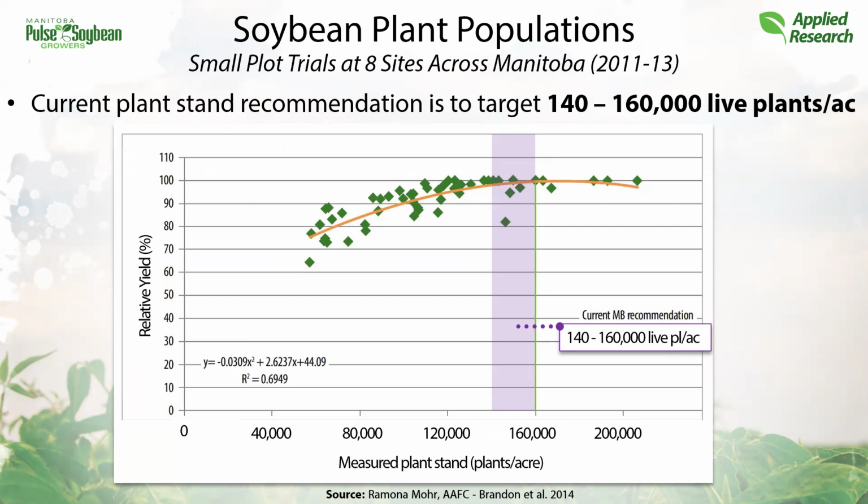Here, yield is calculated across row spacings, sites, and years, and as a percent of the maximum yield at each site to give relative yield. From where this data plateaus, we get the recommendation of the live plant stand with 140 to 160,000 plants per acre to target. This is highlighted in purple.